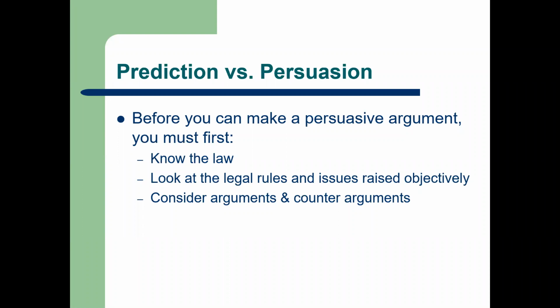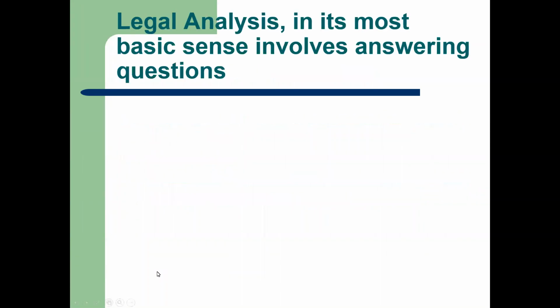Before you can be effective at making a persuasive argument, you have to know how to look at the law objectively. If you look at the law with tunnel vision and just try to cherry pick those cases that help you while ignoring the cases that hurt you, you're not going to be effective. So we're going to instead focus on looking at the law objectively, looking at the rules and the issues objectively, and looking at not only arguments, but counter arguments as well.